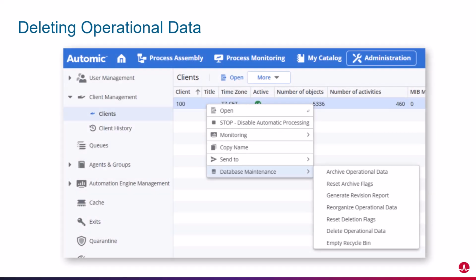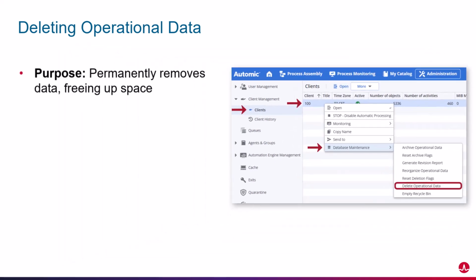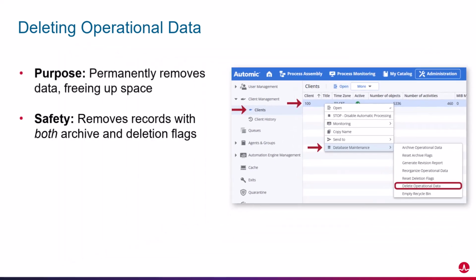With everything safely organized, you are ready to delete operational data. This operation physically and permanently removes all data records that have both the archive and deletion flags set. If you have already worked with Automic Automation's DB utilities, you'll recognize how this mimics their exact, safe behavior.